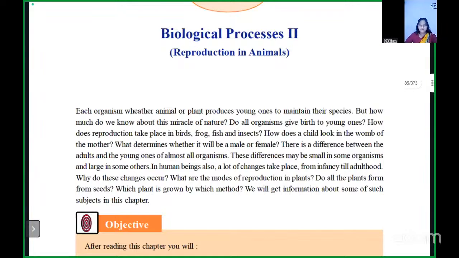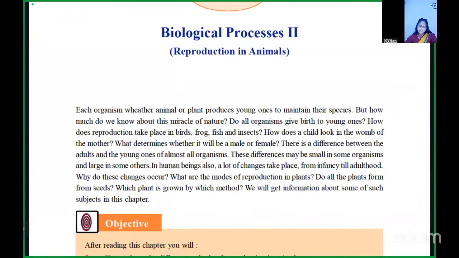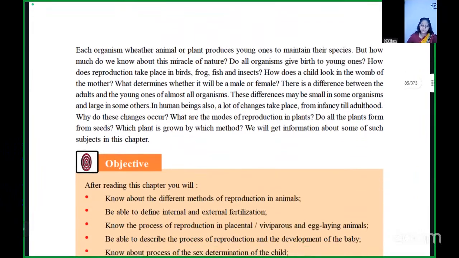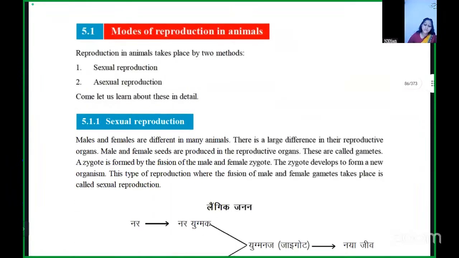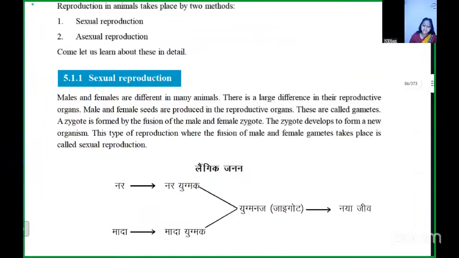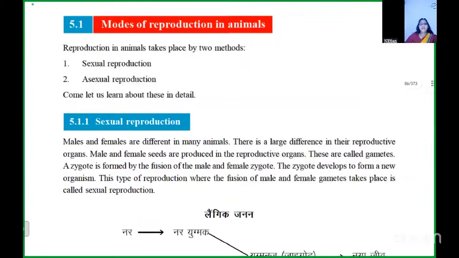Next, we have the 5th chapter, that is biological processes 2. Before this, we talked about the 4th chapter, again biological processes, about various systems: respiration, digestion, excretion, and everything. This chapter is about reproduction in animals. Reproduction is giving birth to new species, giving birth to young ones.